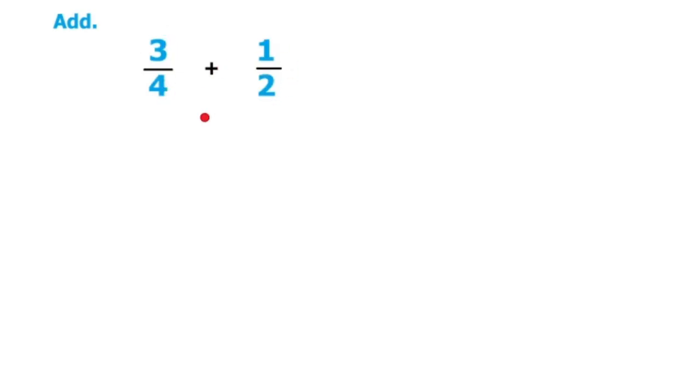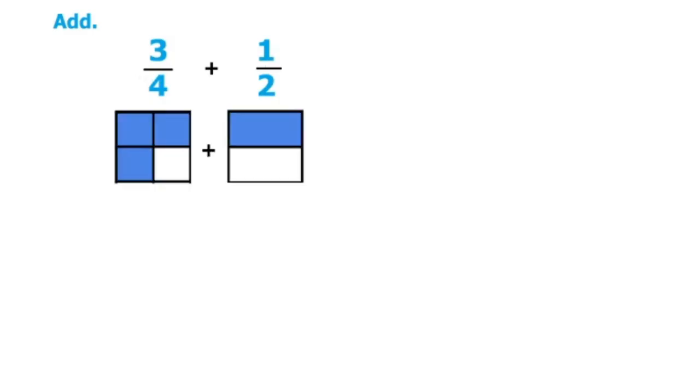So we cannot add these together because the denominators aren't the same. And let's review why we can't do that. So if we take a block and we use this to represent 3/4. So this is 1, 2, 3 out of 4, right? So this is 3/4. And this is the same block, but it's only cut into half. So this represents 1/2.